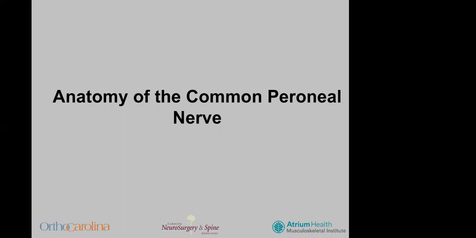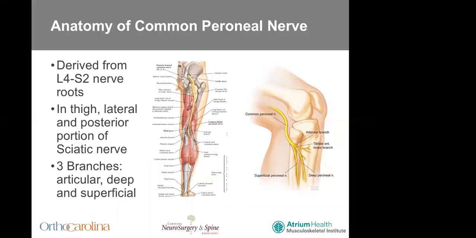So next, a little bit on the anatomy of the common peroneal nerve. The common peroneal nerve is derived from the L4 through S2 nerve roots. The peroneal division forms the posterior lateral division of the sciatic nerve in the thigh, which predisposes it to stretch or injury during surgeries around the hip or trauma around the hip.